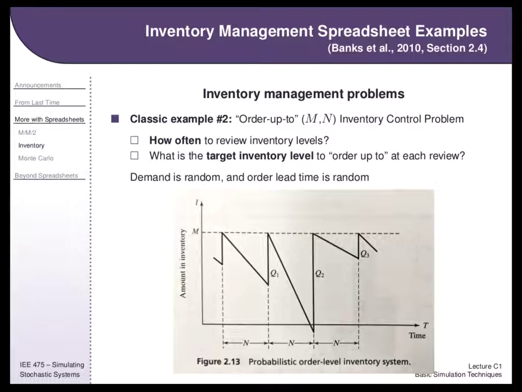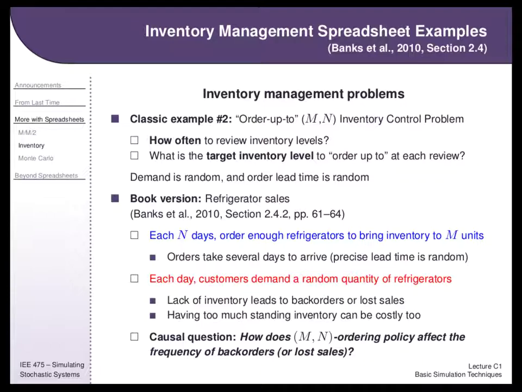In the book version, they set up a little spreadsheet where every N days they order enough refrigerators to bring the inventory up to M units. Orders take several days to arrive, and that number of days is a random variable. I don't know if they actually draw from a random number variable or if they just give you a list of numbers, but where we're going, we would just draw that from a random distribution. And then each day, there is a random demand, which reduces that inventory.